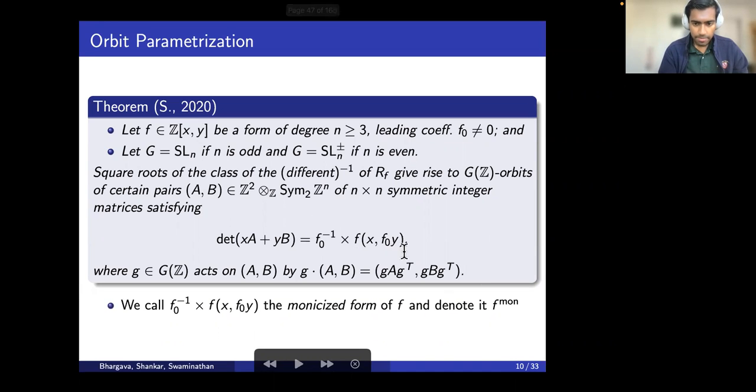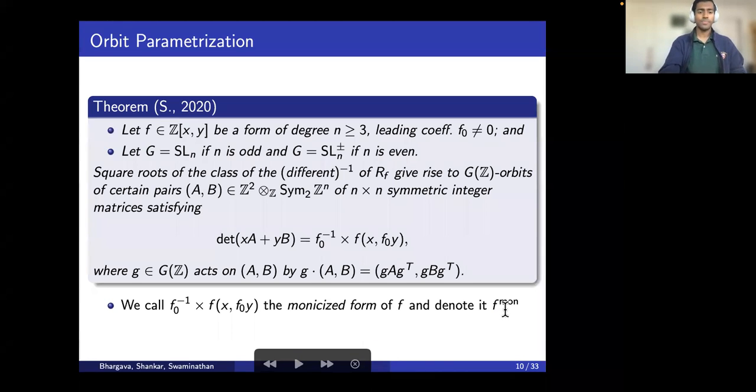And if you look at this binary form here, you can see that it actually has integral coefficients because we're dividing through by f_0, but we're scaling this y coordinate by f_0. So it has integral coefficients and it's monic. So we call this form the monicized form of f and we denote it by f^mod.